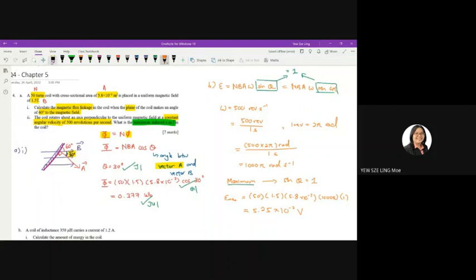Sorry, not this one. I looked at the wrong one. It should be 1366.6 volt, if you got it right.